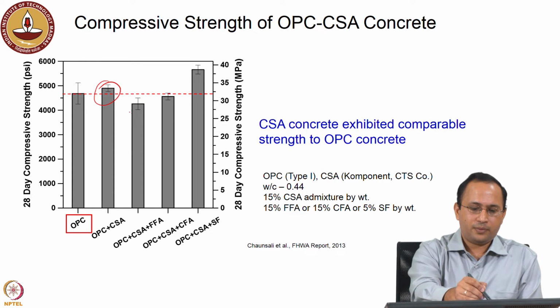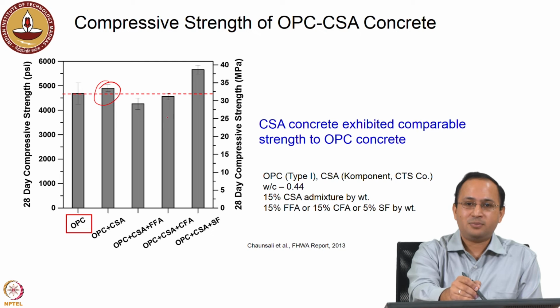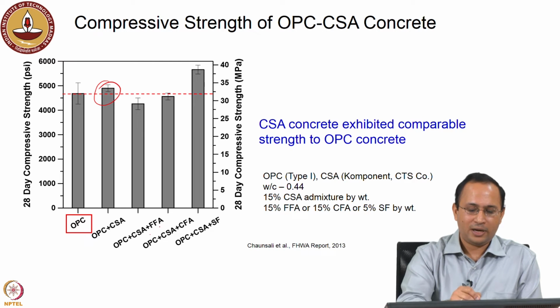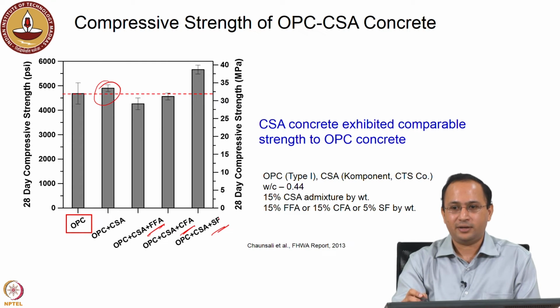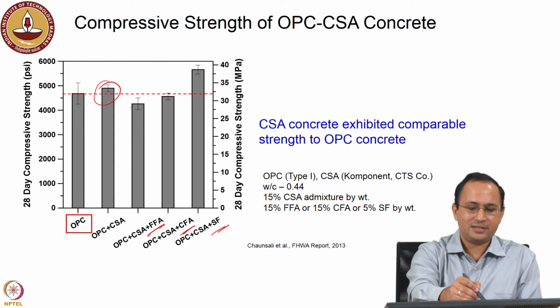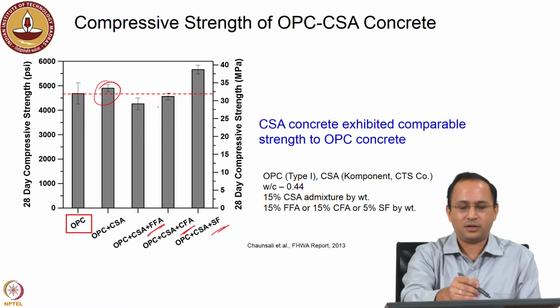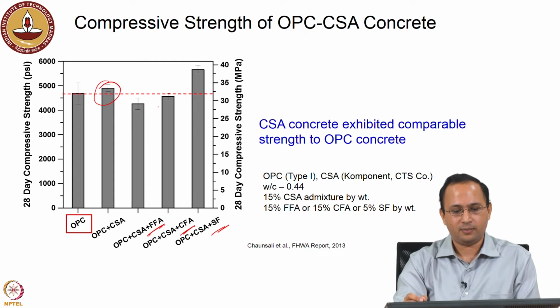Further, you can also look into the effect of these mineral admixtures. What happens when you add class F fly ash, class C fly ash and silica fume? Obviously, these mineral admixtures take time to hydrate. The pozzolanic reaction is slow. So this is the 28-day strength; although it is a little bit lower, we expect it to be higher if we test it at later ages.